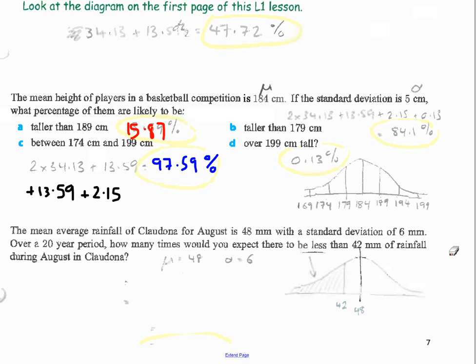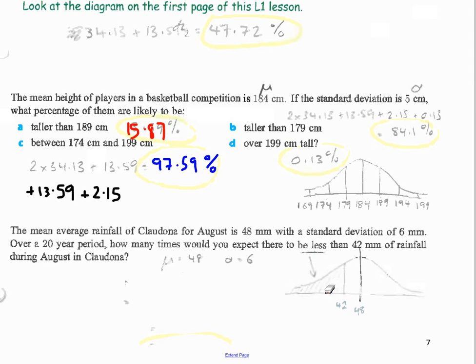August in Claudona? So you draw your normal distribution, you tend to mark in where the mean is next. So the mean's 48, it runs through the center. So 42 must be somewhere to the left because it goes from smallest to biggest along the x-axis. So 42 is less than 48, so it's got to be off to the left somewhere. And it makes sense that the difference is basically the mean minus a standard deviation, isn't it? So the mean minus 1 standard deviation, the mean minus 6, is equal to 42. So they want to know how many times we expect it to be less than 42 millimeters. So they want to know what that area there is.